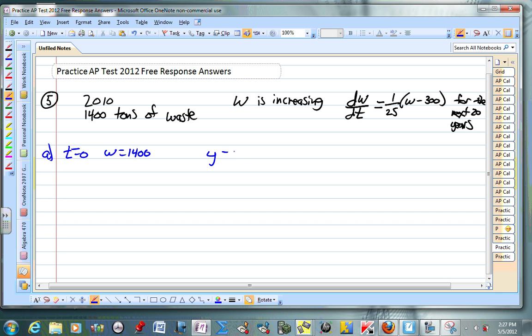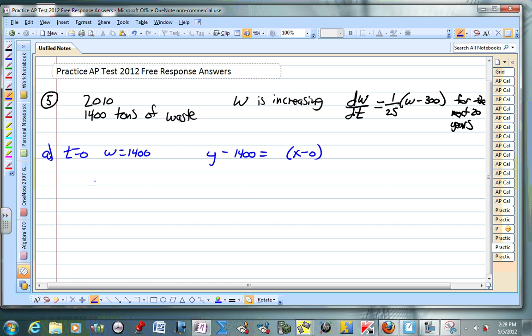So we can start our tangent line. y minus 1,400 equals blank times x minus 0. Now you could think of this as W minus 1,400 equals blank times t minus 0. And that's fine too. It's very practical. We're just used to thinking in terms of x's and y's for tangent lines. Now we need to find the slope of this function.